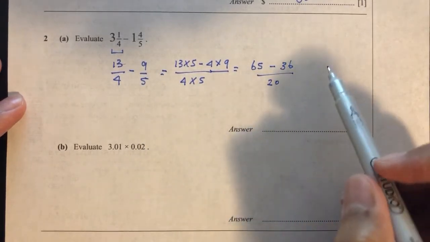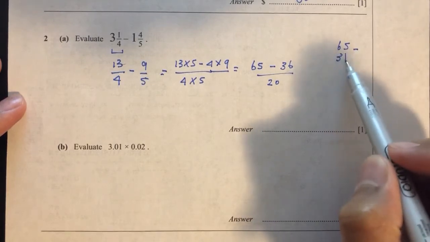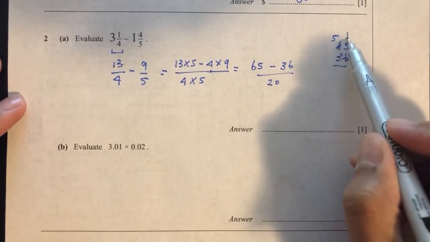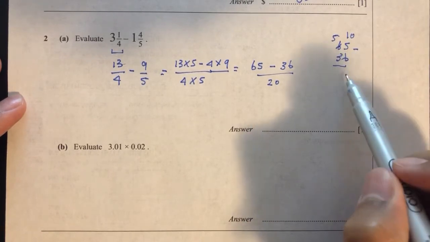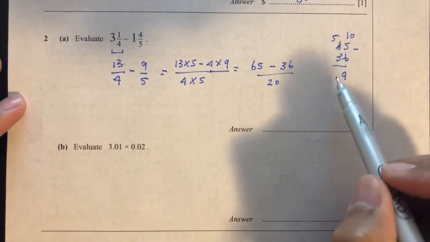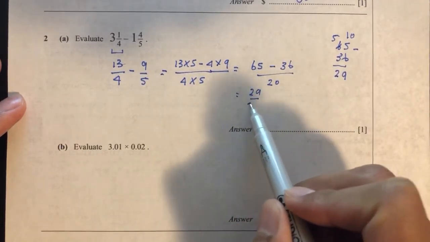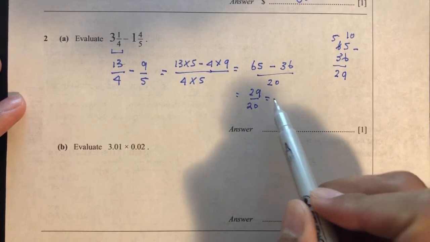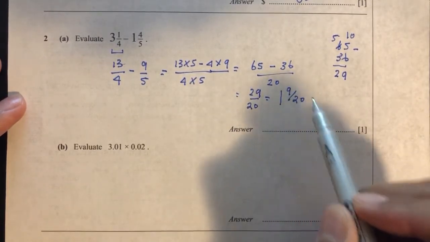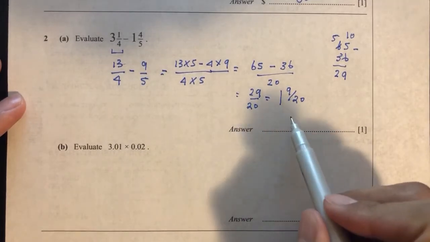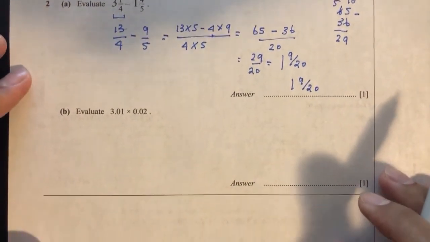Now what is 65 minus 36? 65 minus 36, we have 5, 10. 10 minus 6 will be 4, plus 5 is 9. 5 minus 3 is 2. So your answer is 29 over 20. Now we simplify. We have 1 and 9 over 20. So your answer for part A will be 1 and 9 over 20.